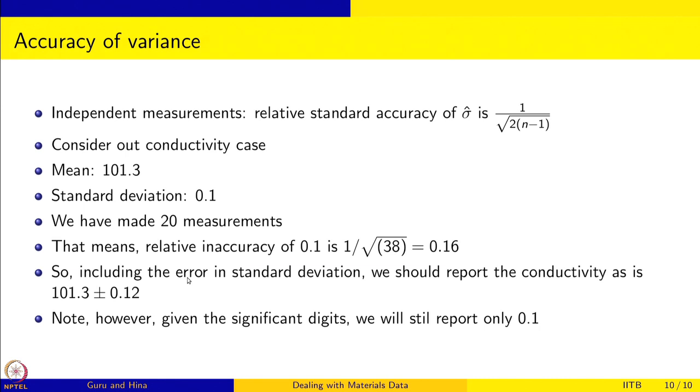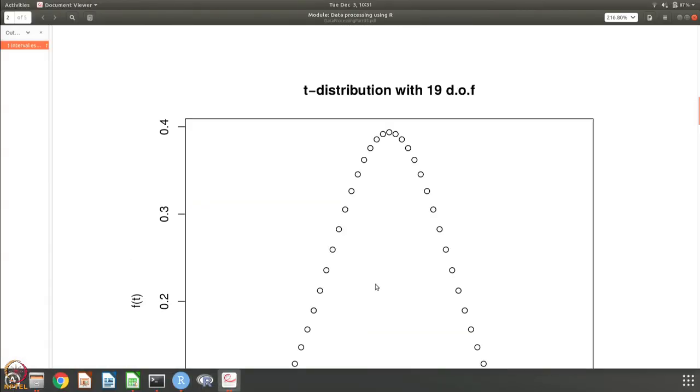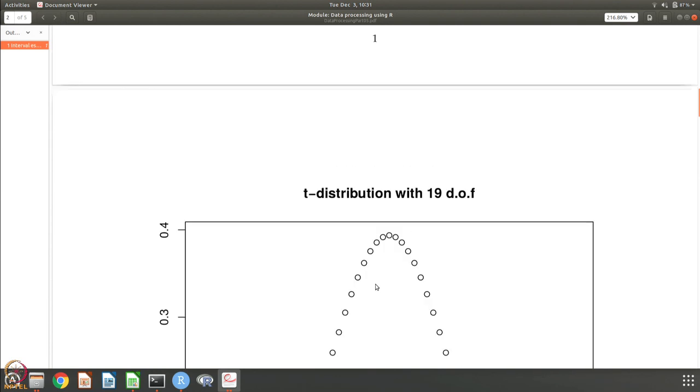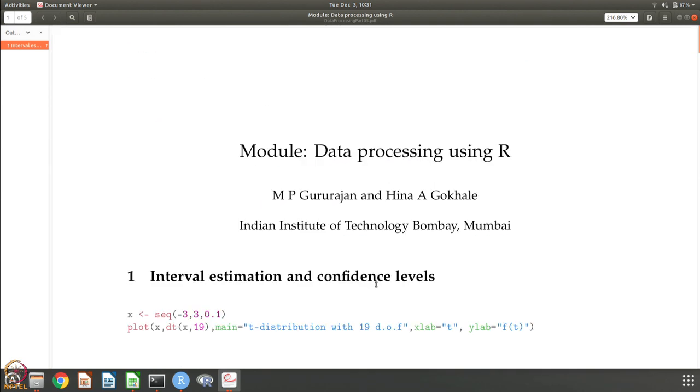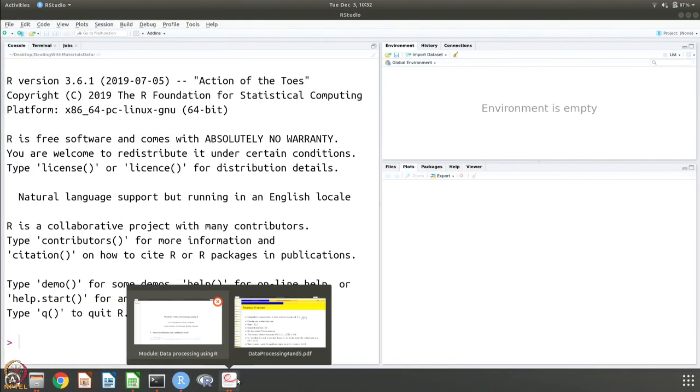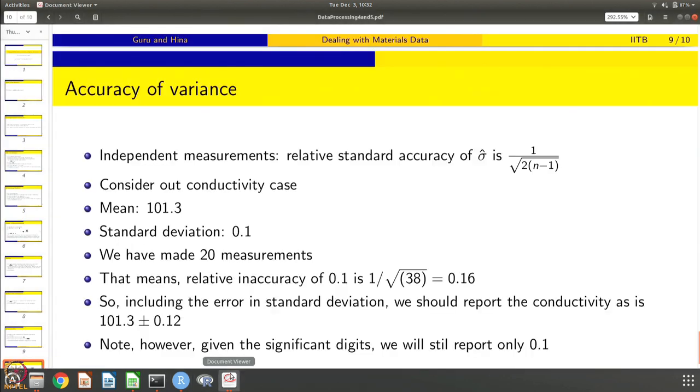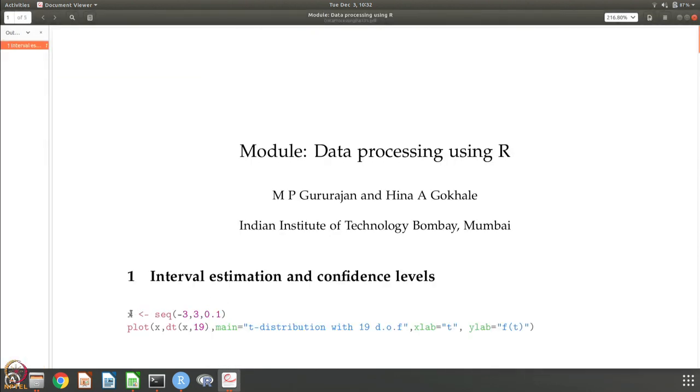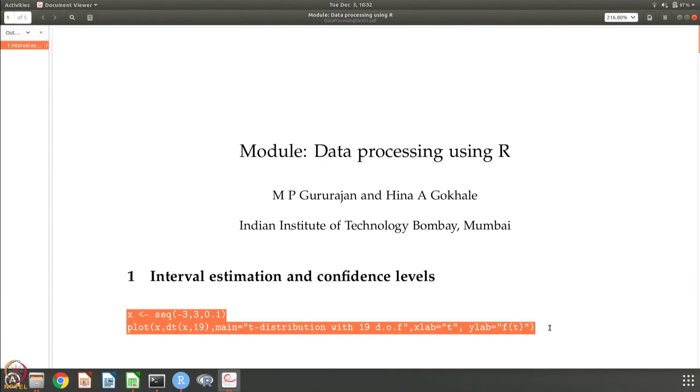So, we will just go to the data that we have, which is the data on the conductivity, and let us look at the point and interval estimates, and let us also try to understand where these estimates are coming from. The first thing to do is to use the t distribution because we are going to assume that the data is normally distributed. So, let us just plot the t distribution and see how it looks.